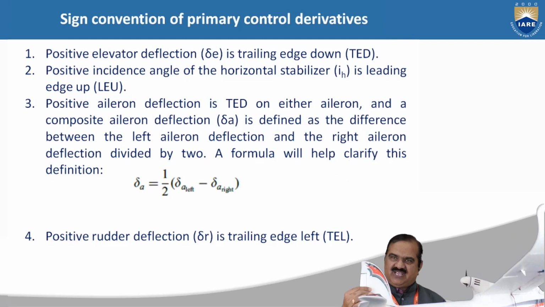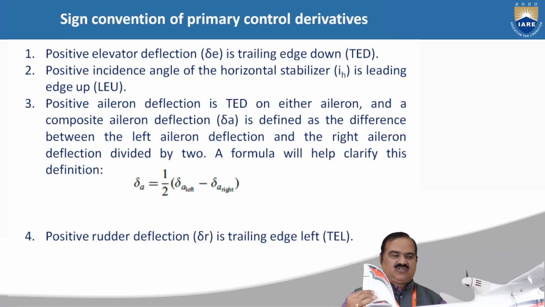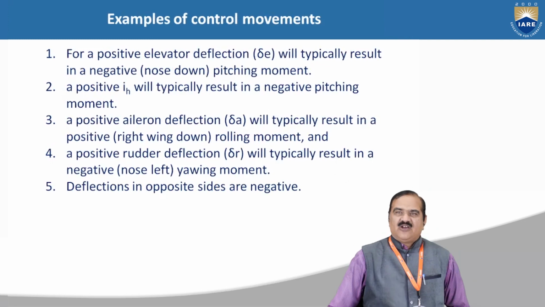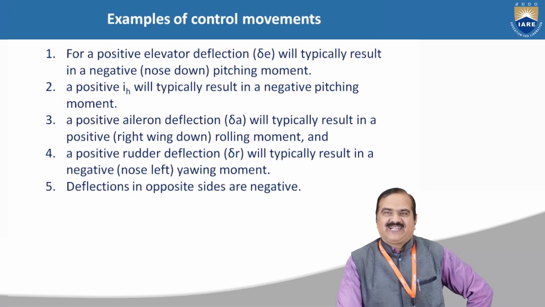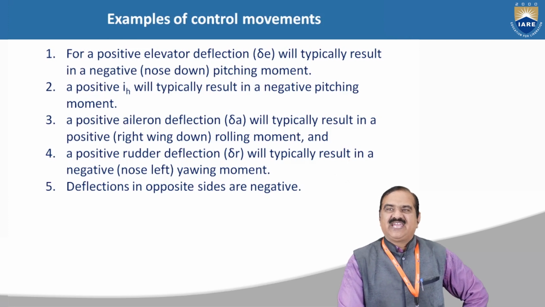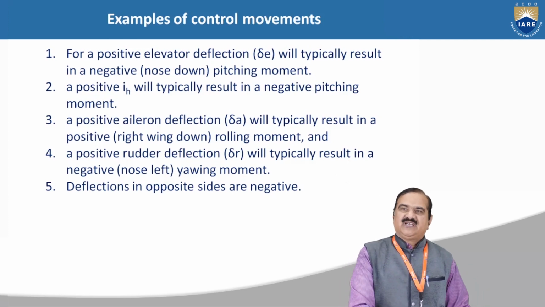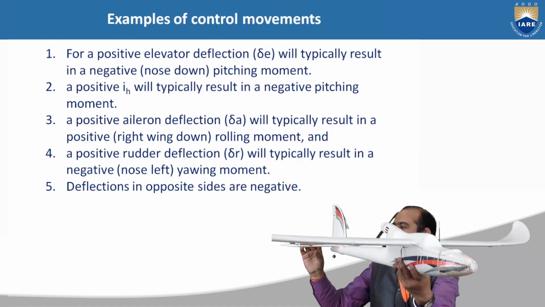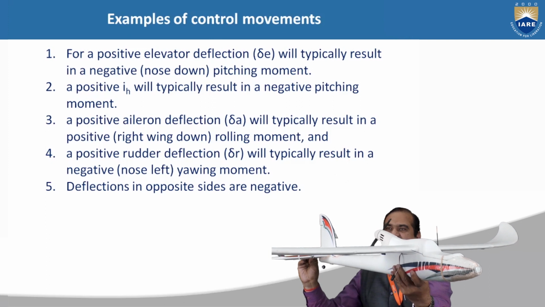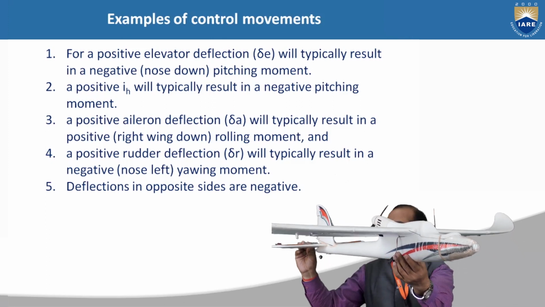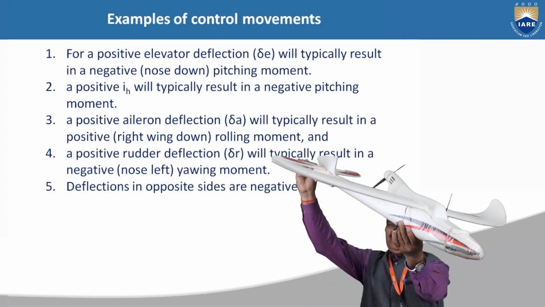So all these three, we have to take the positive deflection. Examples of the control movements. For a positive elevator deflection, delta E will typically result in a negative nose down pitching moment. For a positive elevator deflection, meaning if you are putting the elevator down, it will typically result in a negative nose down pitching moment. So if you are putting it down, the aircraft will be nose down.